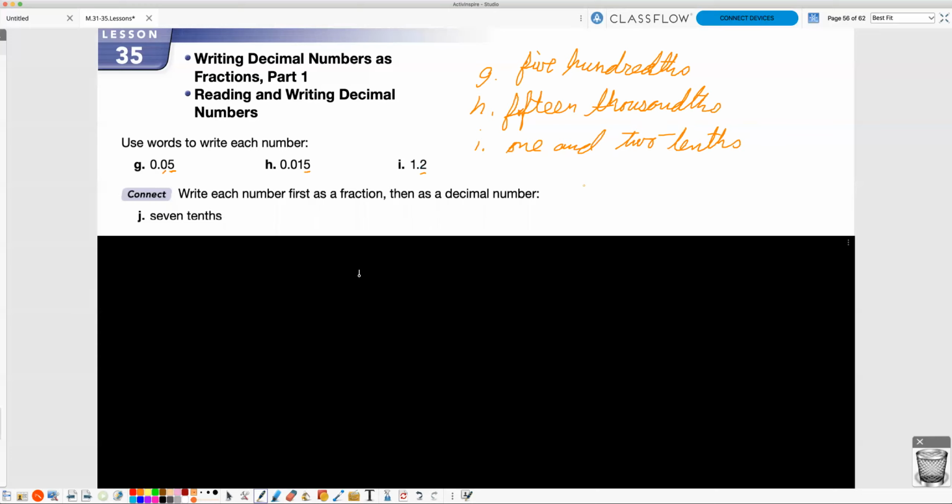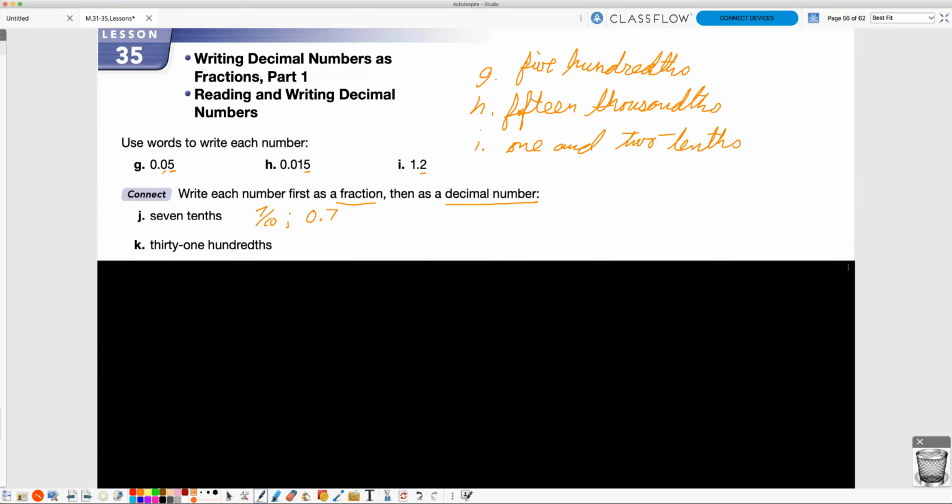All right, write each number first as a fraction, then as a decimal number. So letter J, do 7/10 as a fraction and a decimal number. So 7/10 as a fraction would look like this. As a decimal number, it would look like this. Do letter K, 31 hundredths. 31 hundredths as a fraction would look like this. As a decimal number, it would look like this. Ends in the hundredths place.